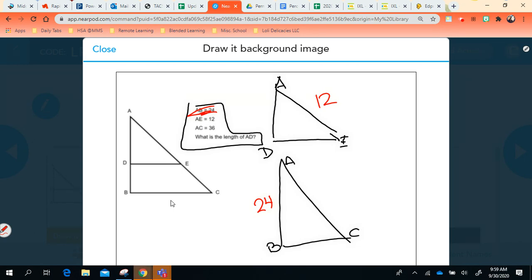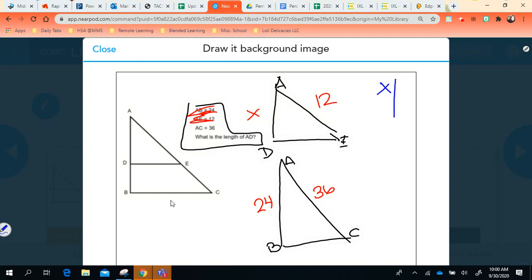Last but not least, AC, is AC on little or big? Big. So I've got 36. And it's asking us to solve for AD, which is right there. So, question, do I need to worry about this side down here and this one down here? Because is it asking me for it? No. So I'm not even going to stress about it. I'm going to leave it alone.